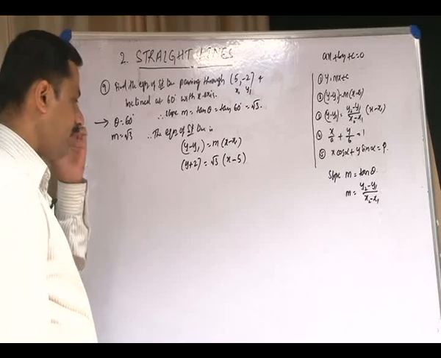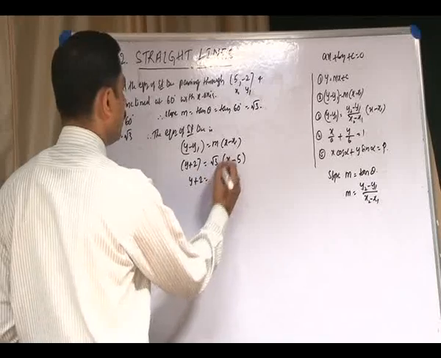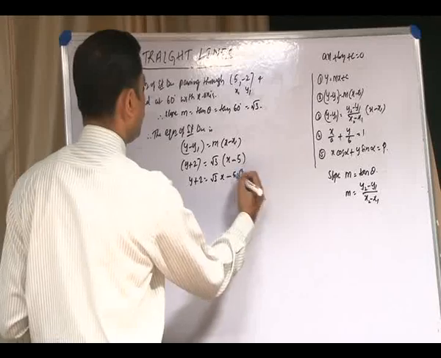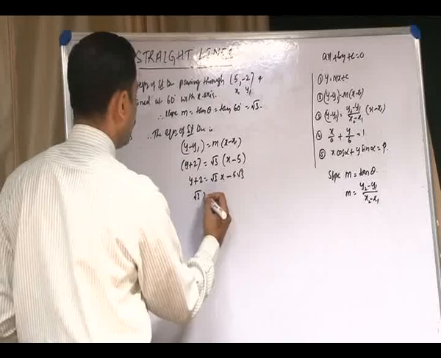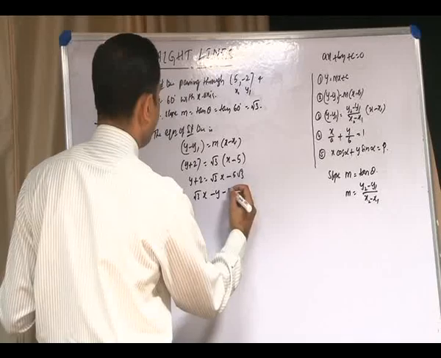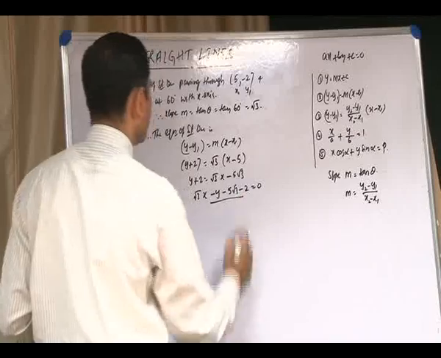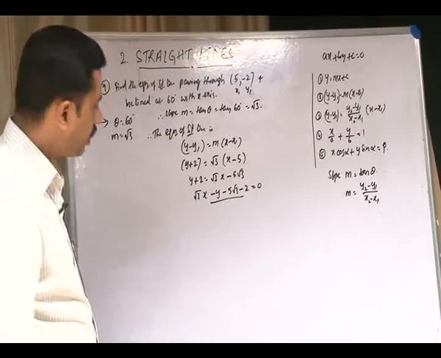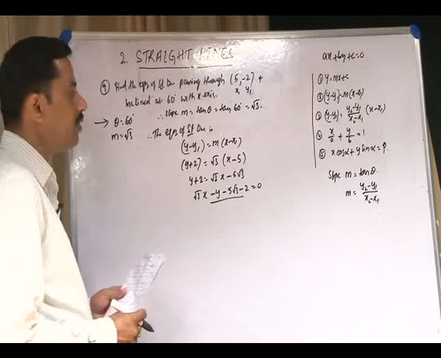Simplifying, we get y plus 2 is equal to root 3 multiplied by x minus 5, that is root 3 into x minus 5 root 3. In general form you can write root 3 into x minus y minus 5 root 3 minus 2 is equal to 0. So, that becomes the equation of straight line: root 3 into x minus y minus 5 root 3 minus 2 is equal to 0.